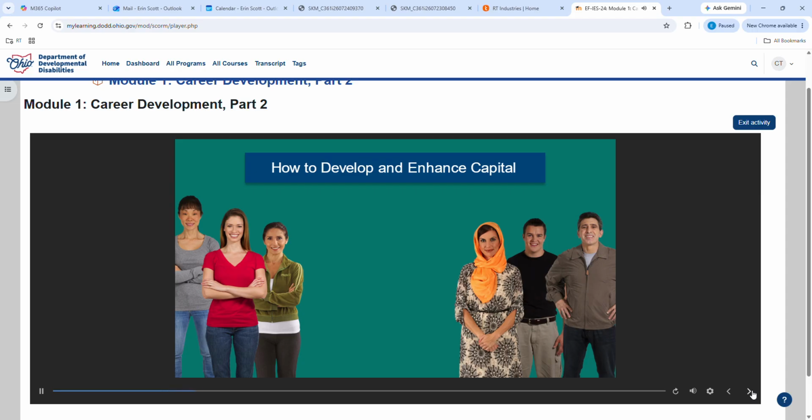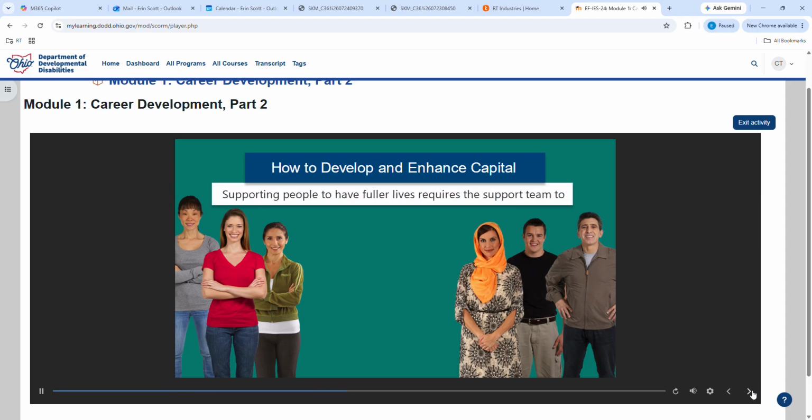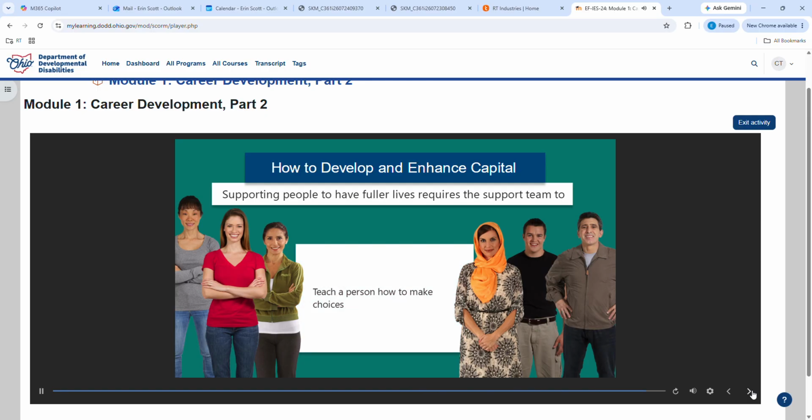How to develop and enhance capital. Supporting people to have fuller lives requires the support team to teach a person how to make choices. Assist with identifying skills, interests, and preferences from a strengths-based perspective. Create opportunities for people to talk to, connect with, give to, and share with others. Help people participate in their daily routines and community relationship building. Create opportunities for people to meet with others who share the same interests.